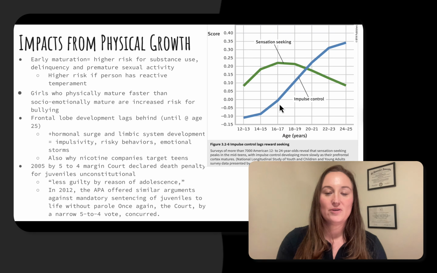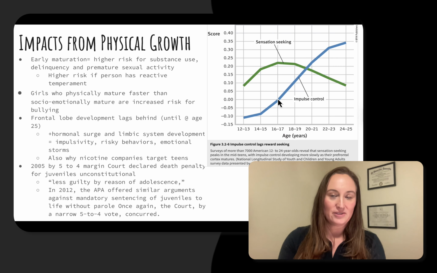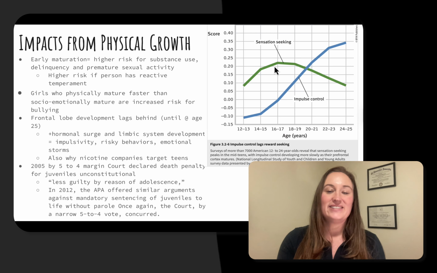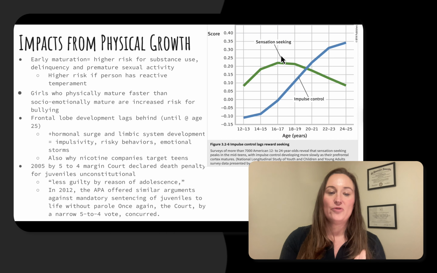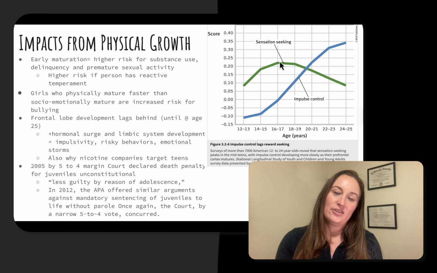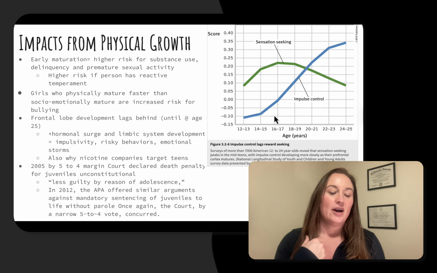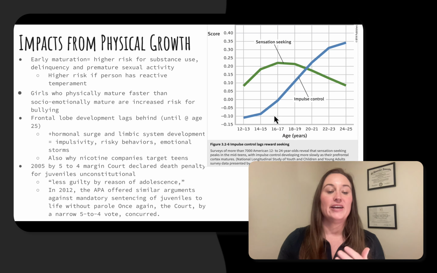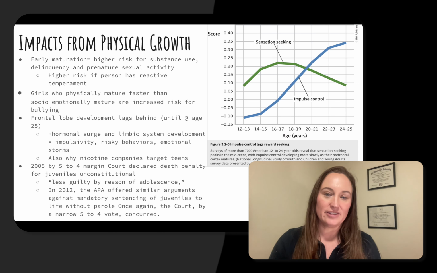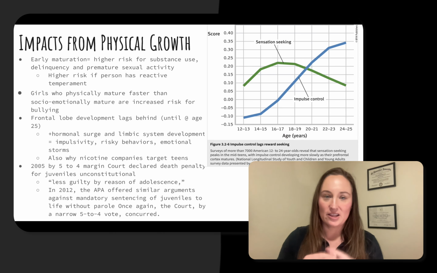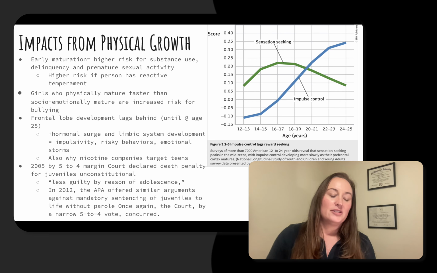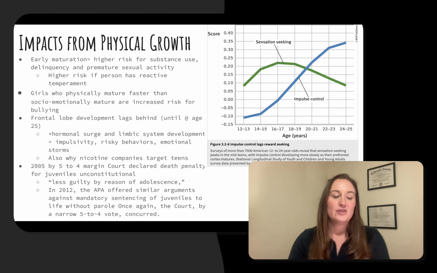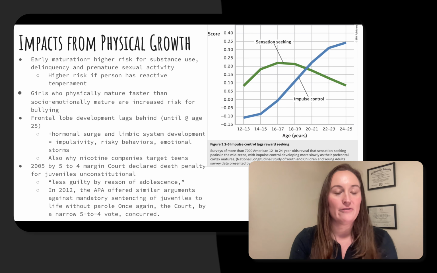Your impulse control is still quite low compared to the rest of your life, and your sensation seeking is high, right? So those things that are going to give you more adrenaline, you're most at risk for at this point. This is one of the reasons, not the only, there's many, why nicotine companies target teens. It's also to get a lifelong consumer, because it's very addicting.